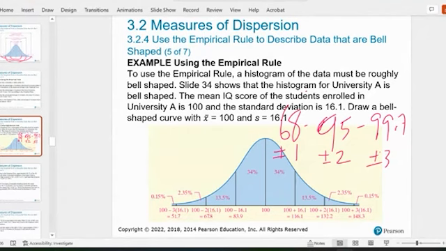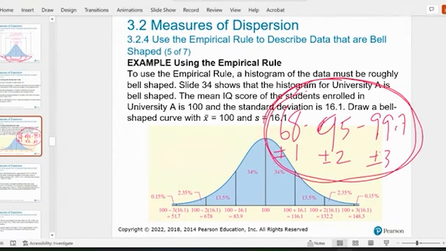And you can only use the empirical rule when the mean is equal to the median. In other words, the data is normally distributed. The empirical rule says if any data is normally distributed or bell-shaped, 68% of that data lies within 1 standard deviation, within meaning plus or minus. 95% lies within 2 standard deviations, and 99.7% lies within 3 standard deviations.